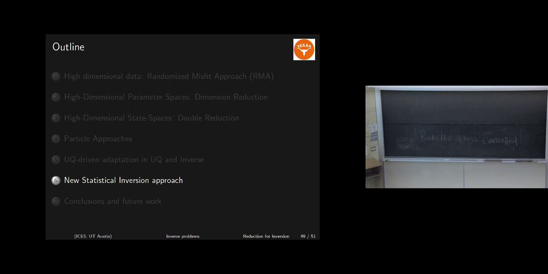Why do I add the regularization? Let me ask you a question. Why should I add the regularization in the inverse problem? Why? Remember that we want to invert for u, right? And then I add regularization. Why is that? Why should I do it?